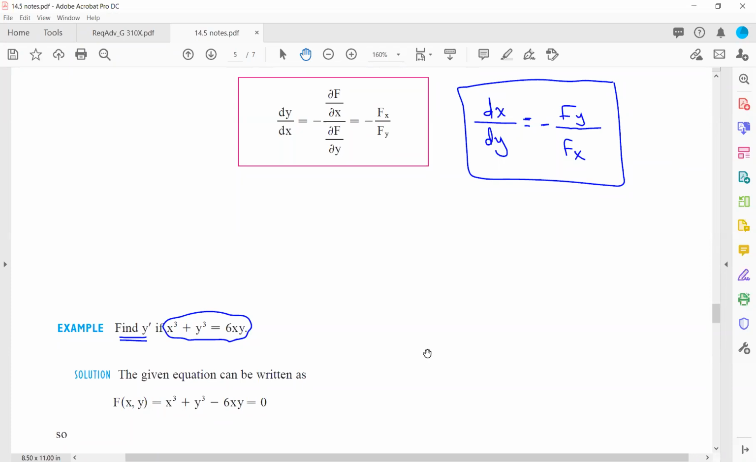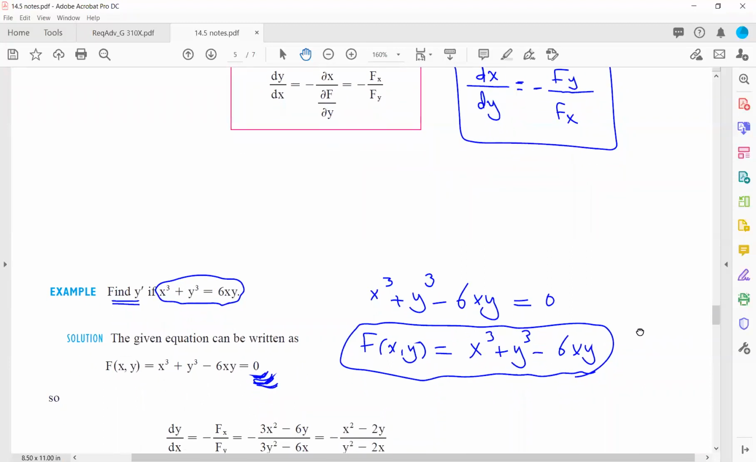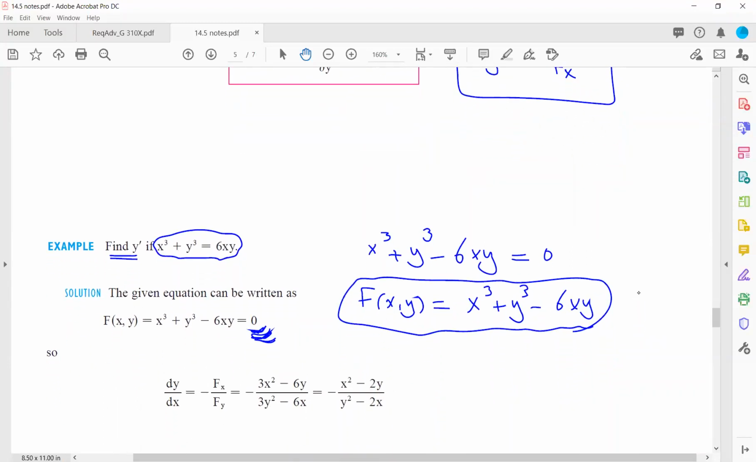So first, you have to write the function in the format that you actually see 0 on one side. This is very important. So first, subtract 6xy from both sides. You get x cubed plus y cubed minus 6xy equal to 0. This guy is your function in two variables. F of x and y is equal to x cubed plus y cubed minus 6xy. You can actually graph this function. So our goal is to find the implicit differentiation, y of x.